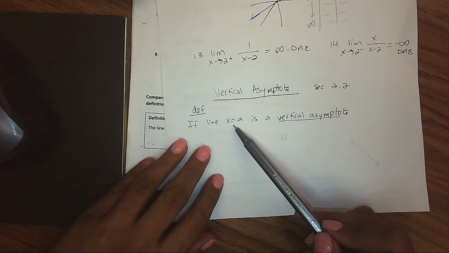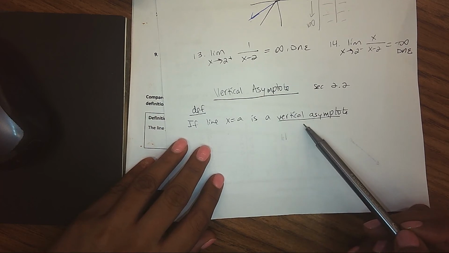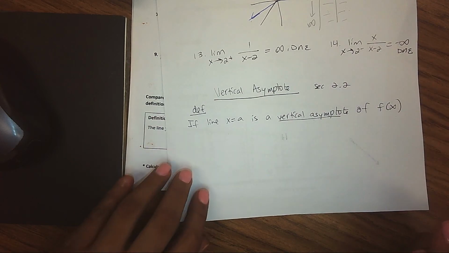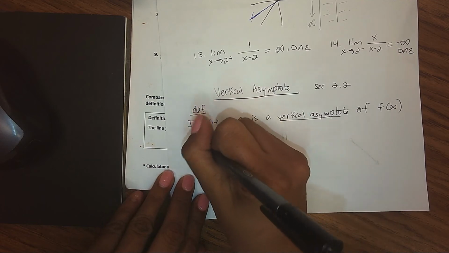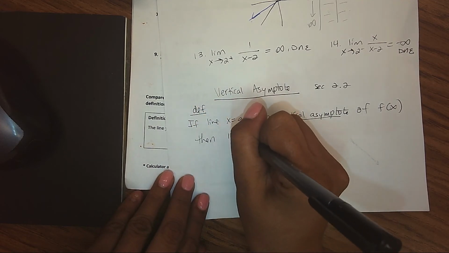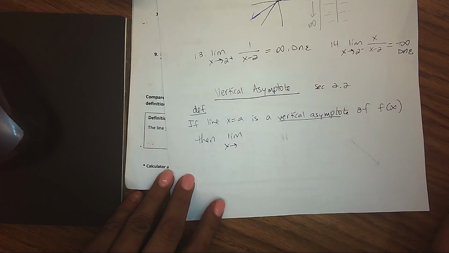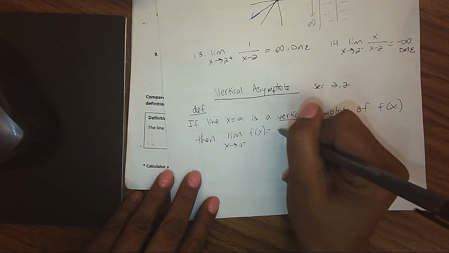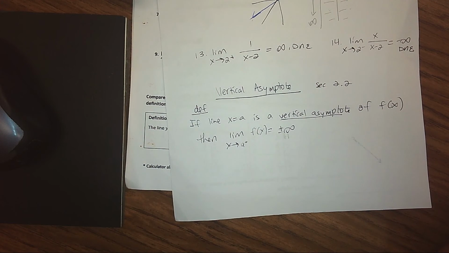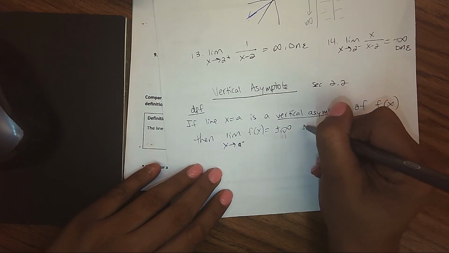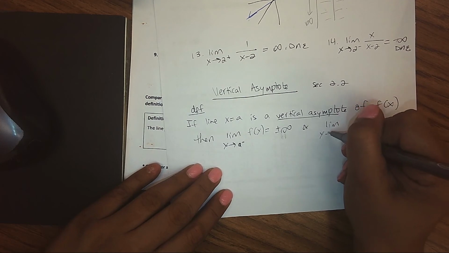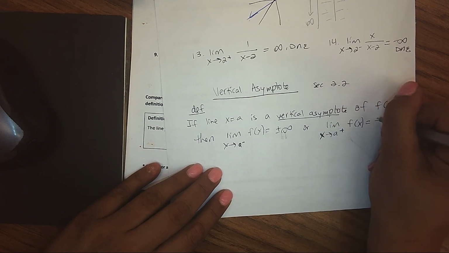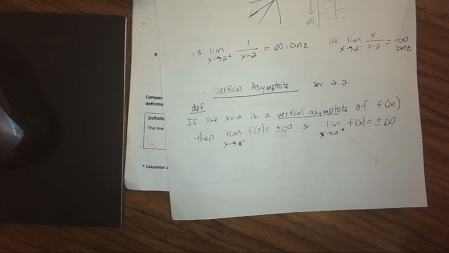So if the line x equals a is a vertical asymptote of some function f, then the limit as x approaches a from the left of this function is some sort of infinity, positive or negative infinity, or the limit as x approaches a from the right of this function is some sort of infinity. This is the definition of a vertical asymptote.